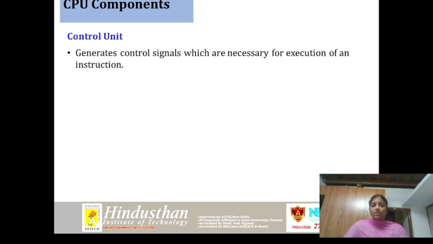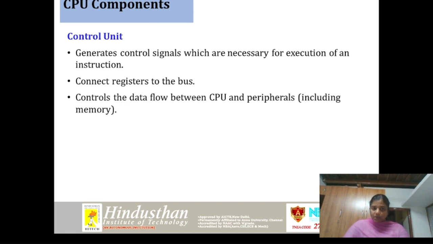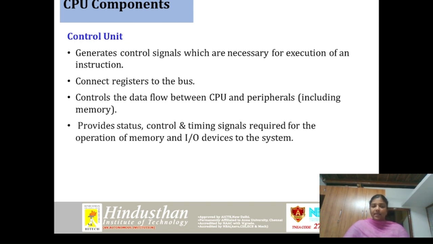And the next one is the control unit. It generates the control signals which are necessary for execution of an instruction, and it also connects the registers to the bus, and controls the data flow between the CPU and the peripherals including the memory. It provides the status, control, and timing signals required for the operation of memory and the I/O devices. It also provides the status, whether the operation is performed, done, true or false, and whether any waiting is done. Everything is updated with the help of the control unit. It acts as the brain of a computer system.